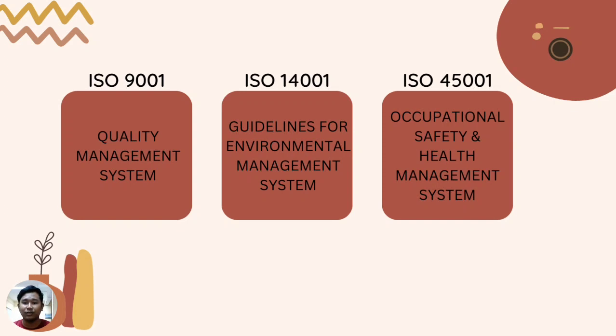For ISO 14001, it provides guidelines for an environmental management system. It aims to help organizations minimize environmental impact, comply with applicable regulations, and continually improve their environmental performance. And after that, ISO 45001 is more focused on occupational safety and health management system. Its objective is to help the organization provide a safe and healthy work environment, prevent work injuries, and comply with relevant legal requirements.